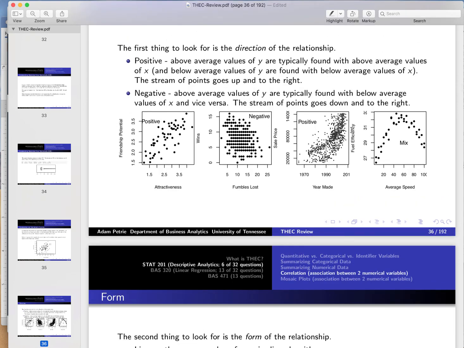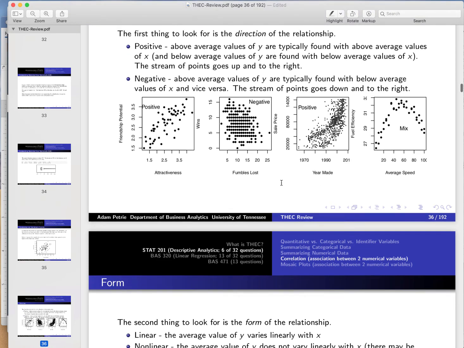So with a scatter plot, we focus in on the direction of the stream of points. Is it positive, going up and to the right? Are both values increasing together and decreasing together? Is it a positive relationship? Or do we have a negative relationship? As one goes up, the other goes down.